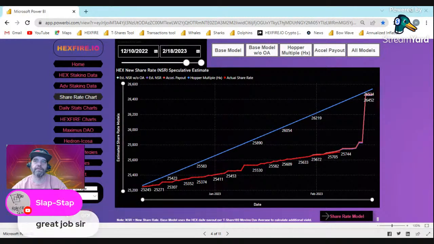Hey, Slab Snap, nice to see you. Nice to see you. This is my favorite chart.